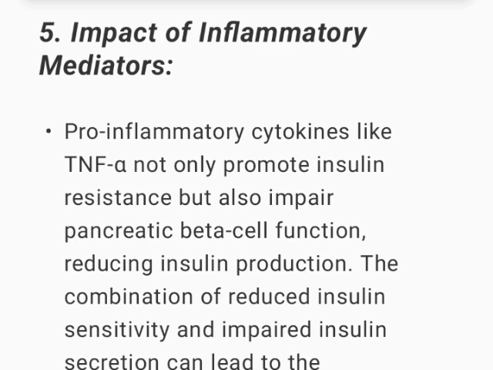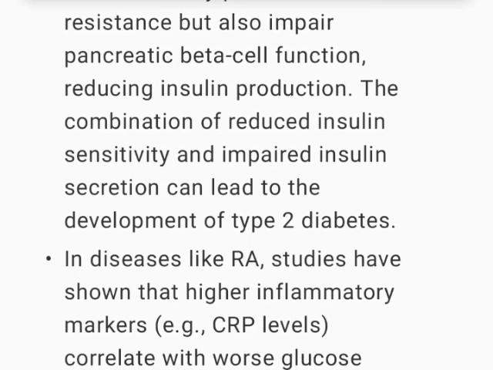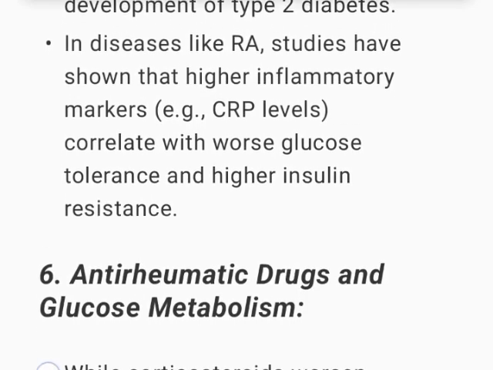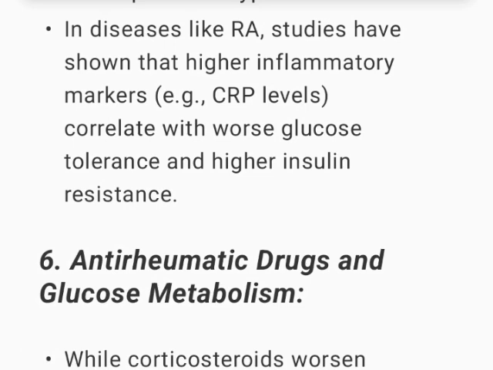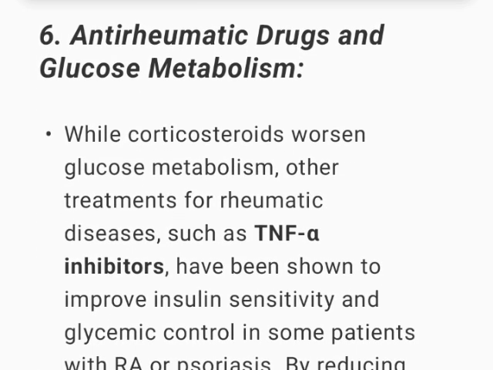Pro-inflammatory cytokines like TNFA not only promote insulin resistance, but also impair pancreatic beta cell function, reducing insulin production. The combination of reduced insulin sensitivity and impaired insulin secretion can lead to the development of type 2 diabetes. In diseases like RA, studies have shown that higher inflammatory markers, e.g., CRP levels, correlate with worse glucose tolerance and higher insulin resistance. 6. Anti-rheumatic drugs and glucose metabolism.